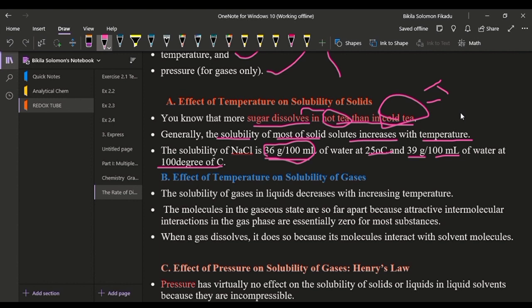So more simply, what can we say? When solubility increases, the temperature is what? Increased.